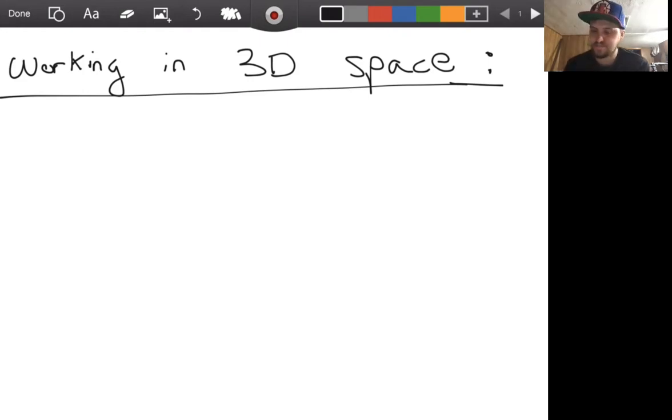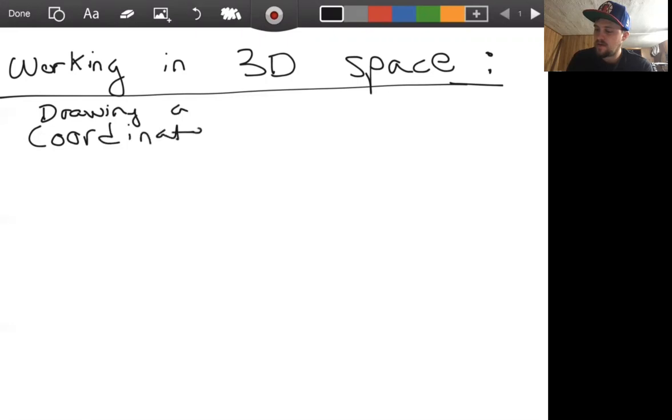So first, let's do a little bit of maybe review, maybe not review, it's fine if it's not review, about how do we visualize and go about working in 3-dimensional space. So let's first look at a coordinate system. So maybe drawing a coordinate system.